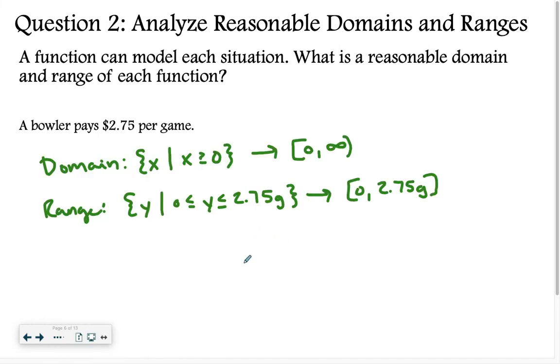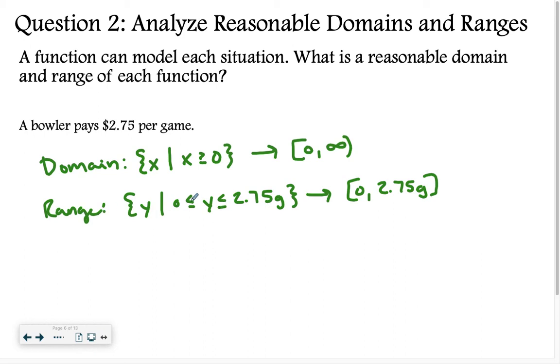All right, so for this problem, hopefully you said your domain is going to be anything greater than or equal to 0, because you could go to a bowling alley. Maybe you were just watching a friend play. It's not nearly as much fun, but maybe that's what you did. And so you could say x is greater than or equal to 0.